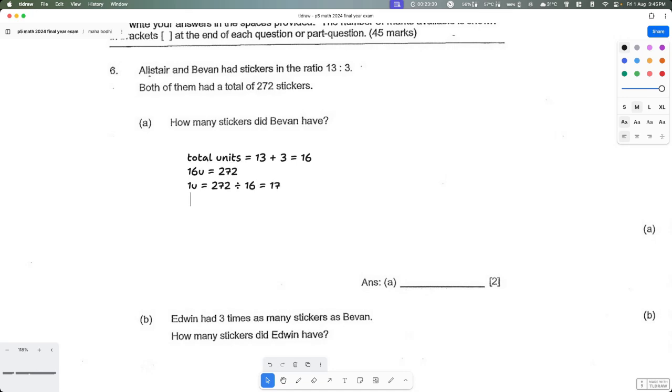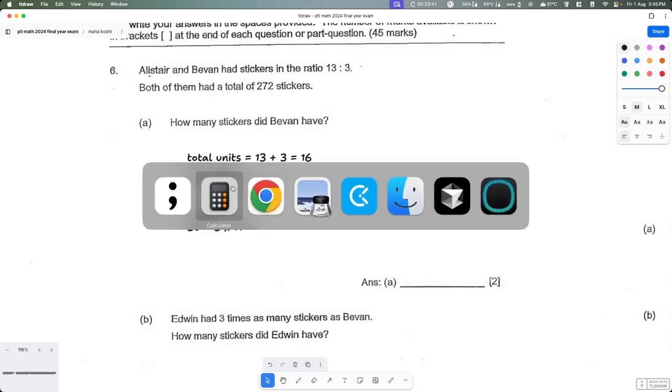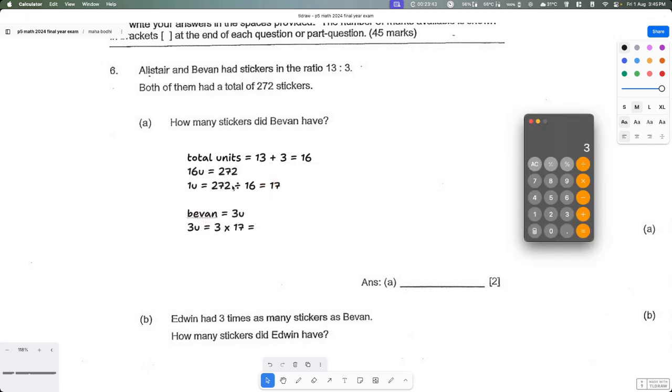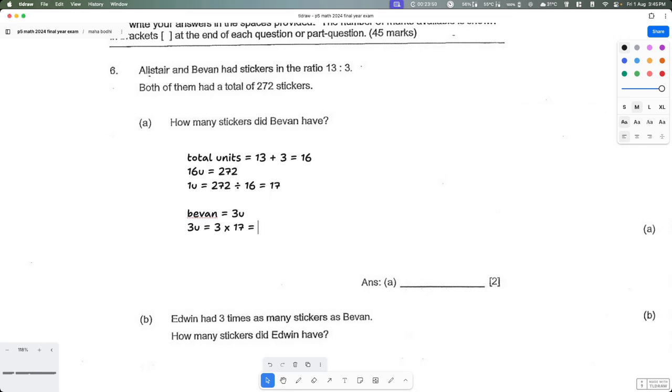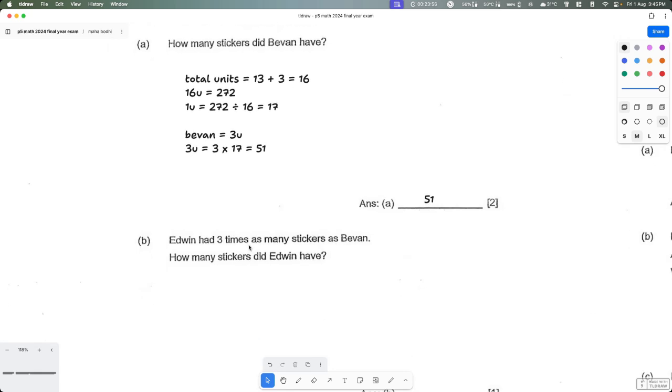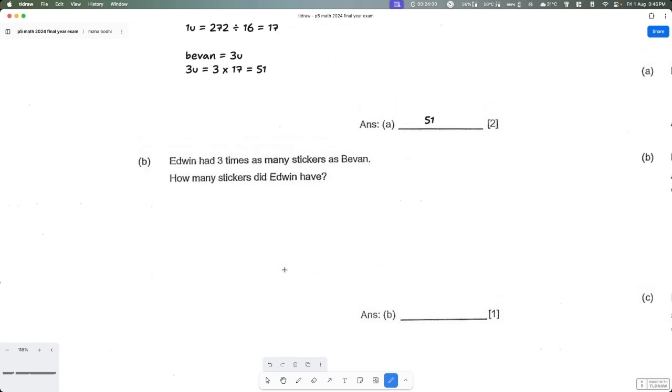So Bevan has how many units? So Bevan has 3 units. So 3 units is equal to 3 times 17. This will give us 51. Okay, so that means Bevan has 51 stickers, sorry, not tickets. All right, let's move on. Edwin had 3 times as many stickers as Bevan. How many stickers did Edwin have?